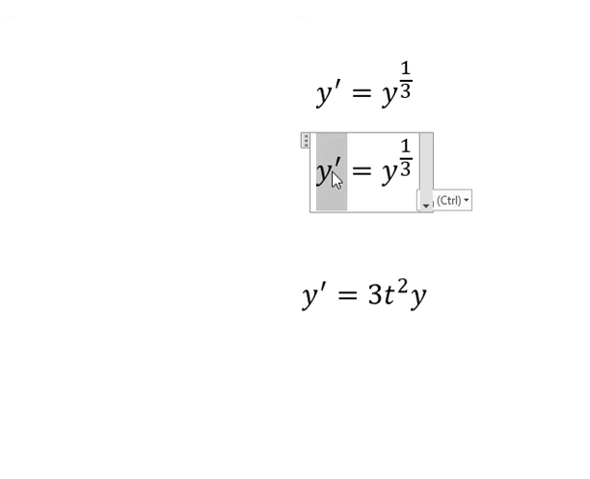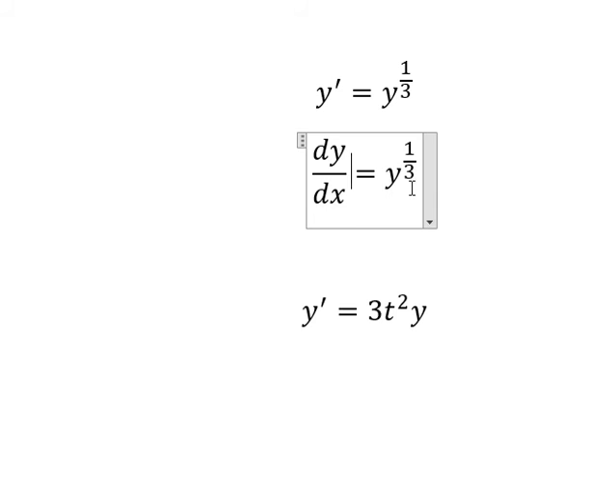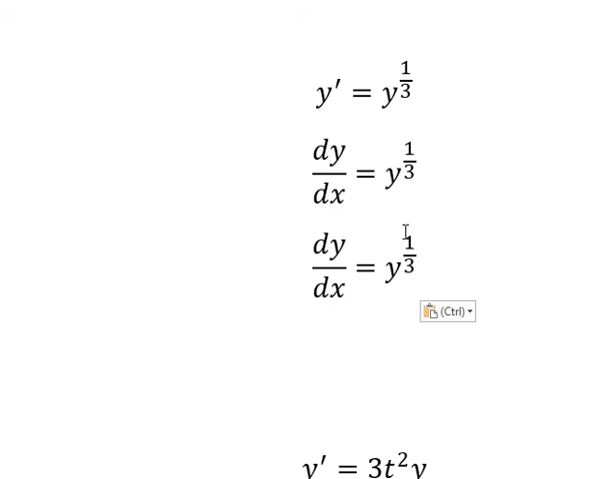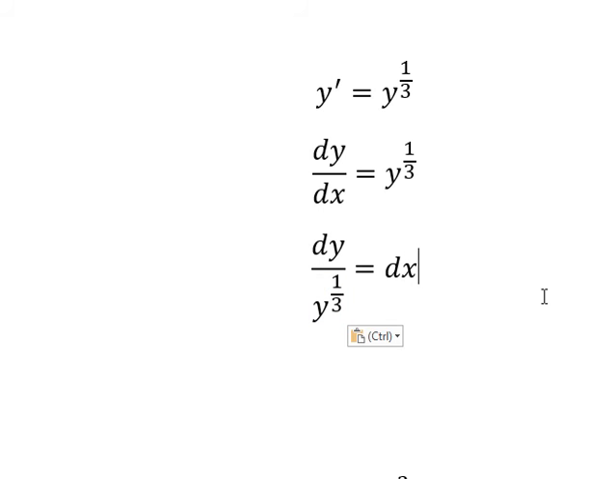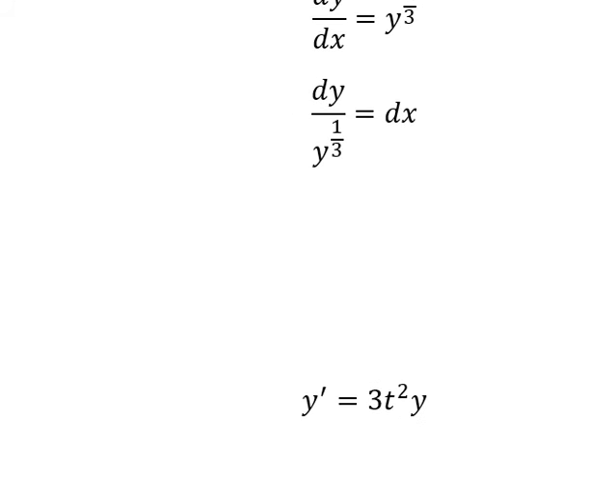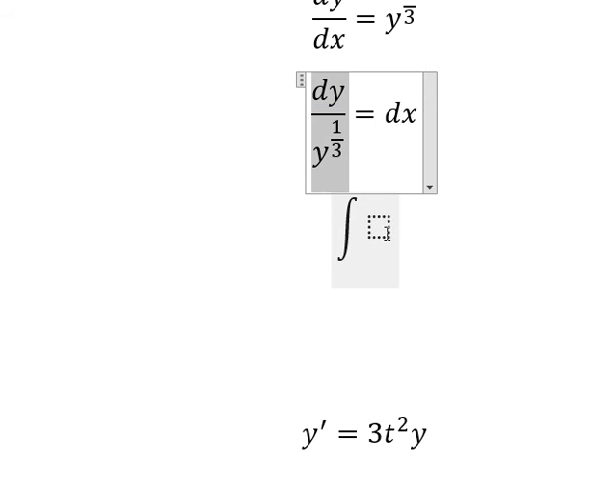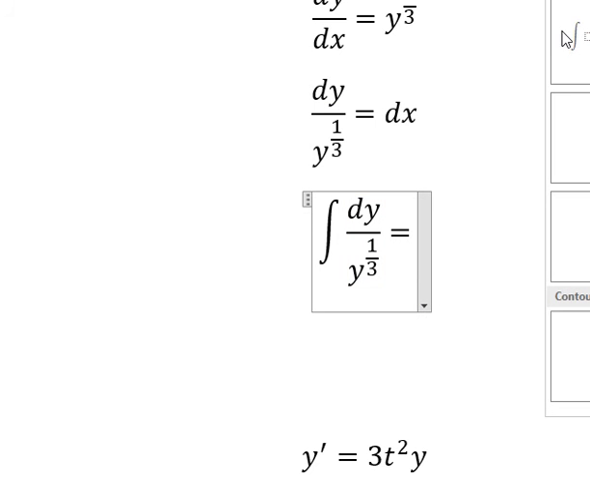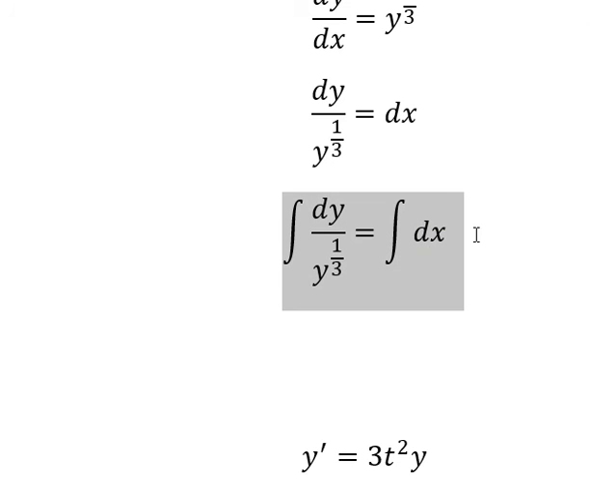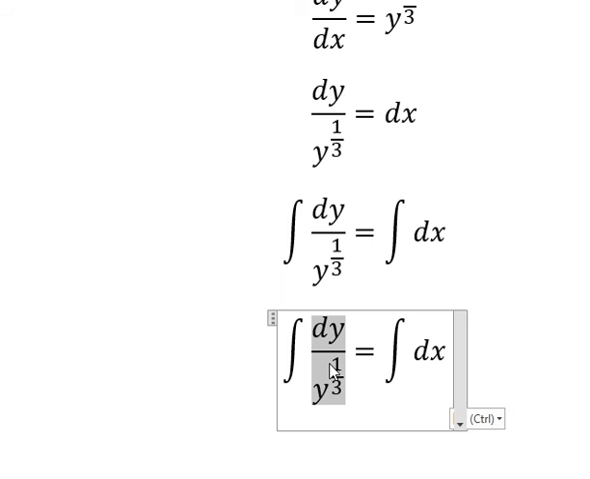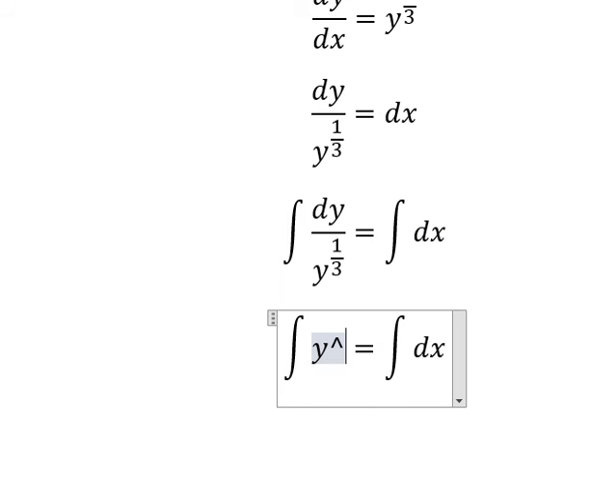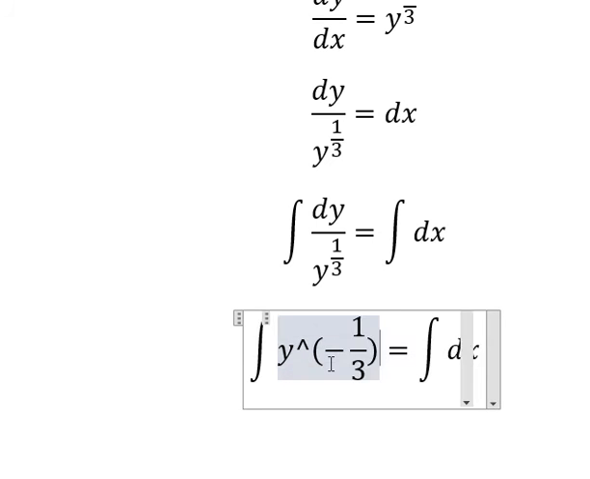This one we change by dy over dx. So this one I will put on the left, ds will put on the right. Next, we can put the integration for both sides. So this one we can put into y to the power of negative 1 over 3 dy.